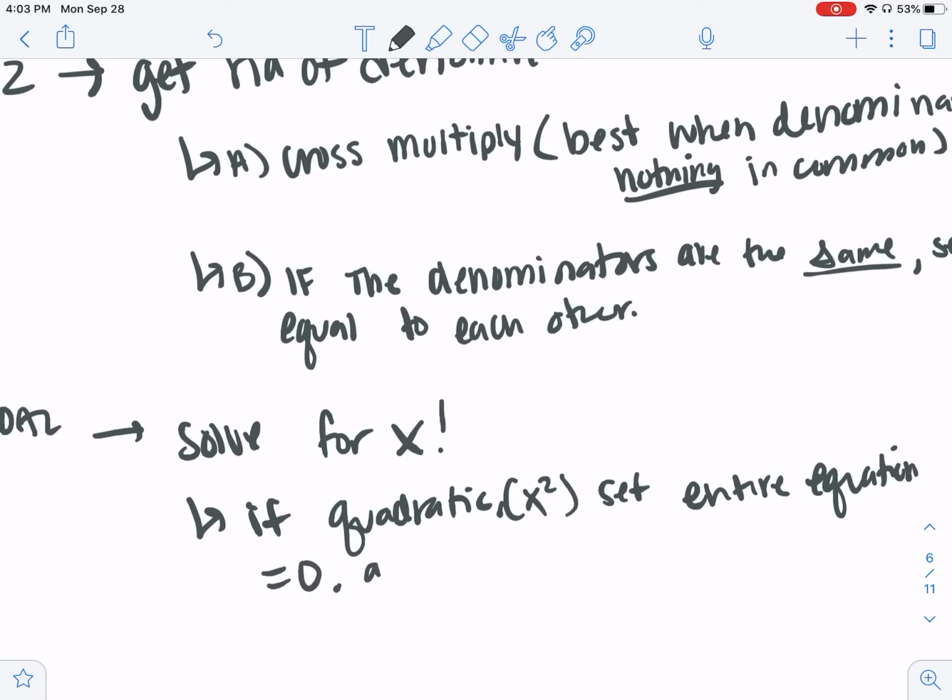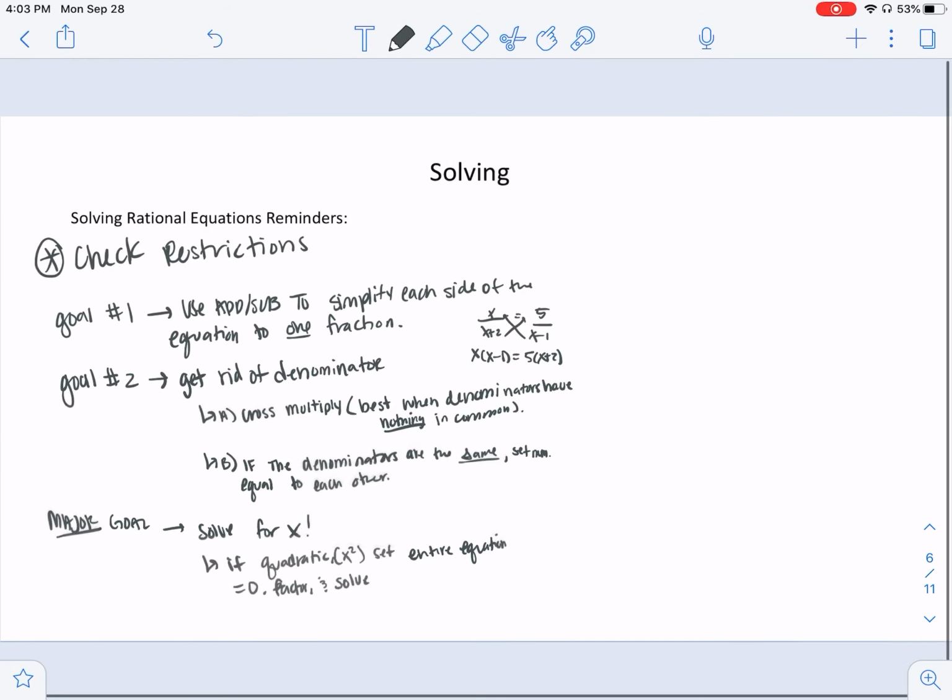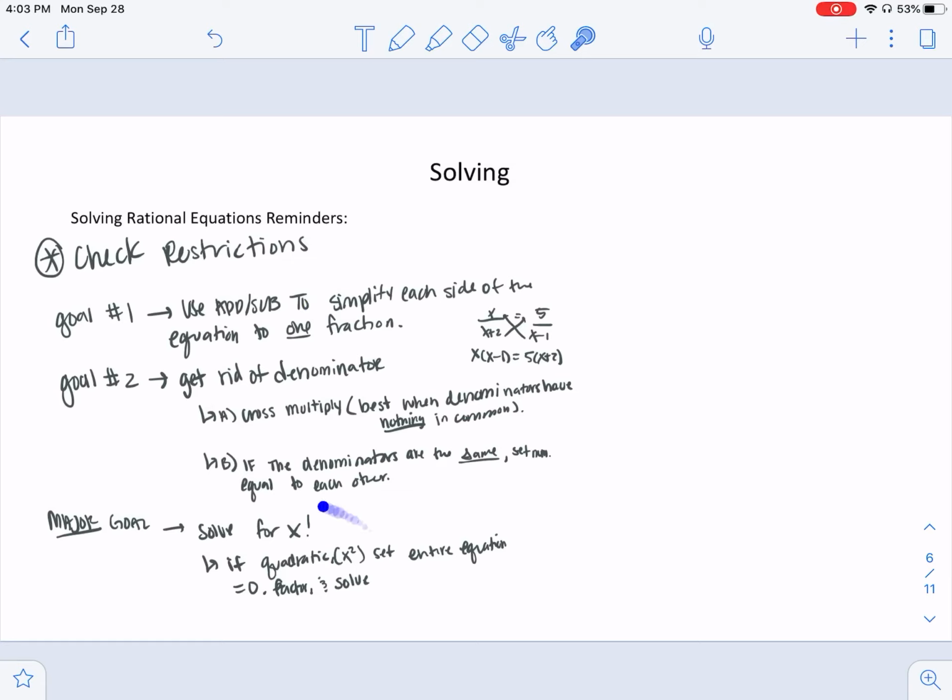Equal to 0, factor, and solve. As we can see, our reminders for solving are definitely more. Solving is a slightly more complex problem than just simplifying. In fact, goal 1 is just doing what we did in the earlier slide of simplifying. Once we complete goal 1, we still have goals 2 and 3 to complete. So getting rid of that denominator, and then the major goal of the entire problem, which is actually solving for x. Let's see what this looks like in a problem.